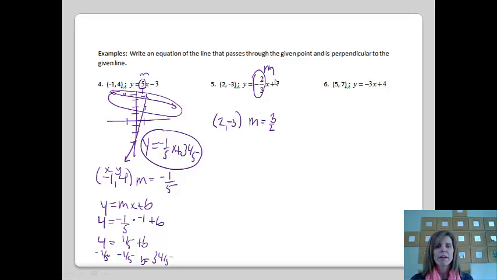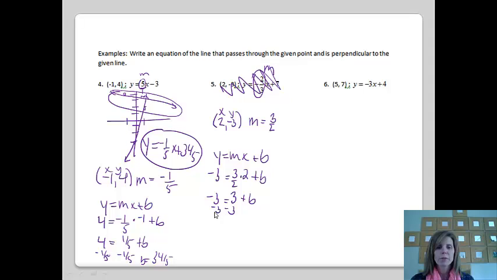Now, I might even scribble out that problem, because here is my new problem. y = mx + b. My y is -3, my m is 3/2, my x is 2, plus b. So now we have -3 = 3/2 times 2, which is 3, plus b. Then I'll subtract 3 from both sides. It's not 0. -3 minus 3 is -6. So the equation of my line will be y = 3/2 x - 6. That's the equation of the line that was perpendicular to that one that I scribbled out.